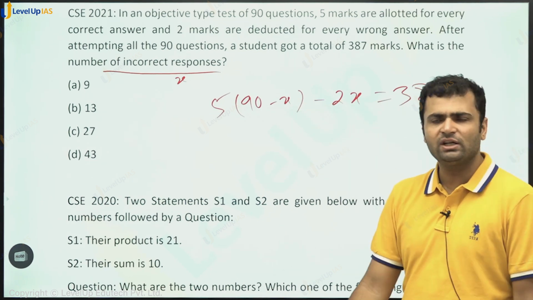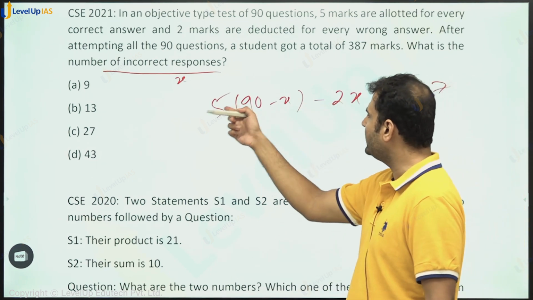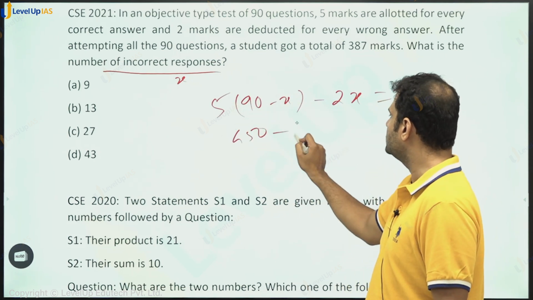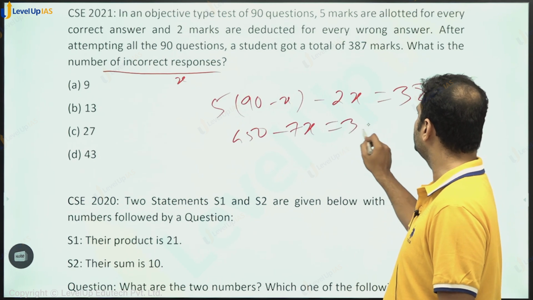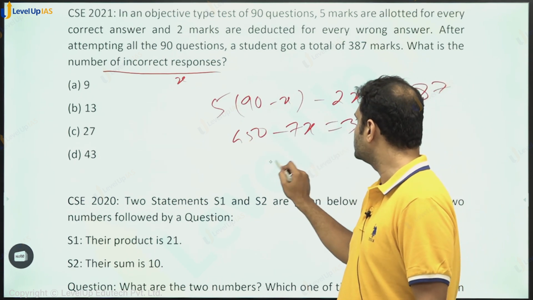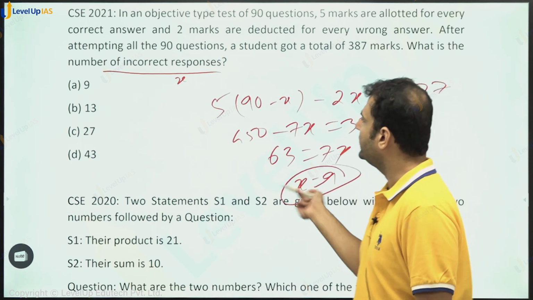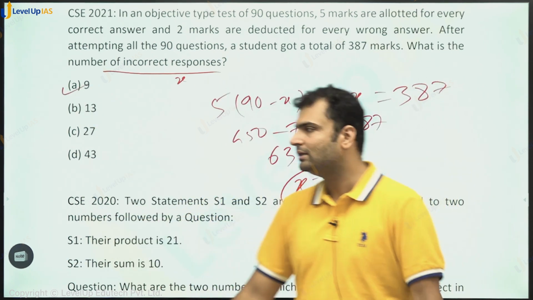Just one equation, one variable, solve. 450 minus 5x minus 2x is minus 7x equal to 387. 450 minus 387 is 63, which is equal to 7x. X is equal to 9. 9 incorrect answers. That is the answer.